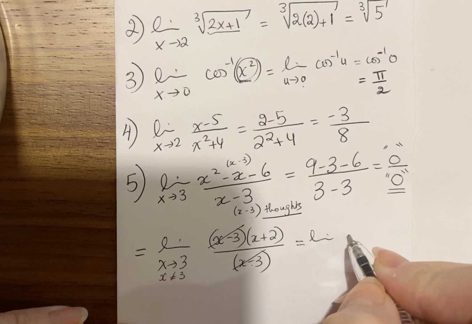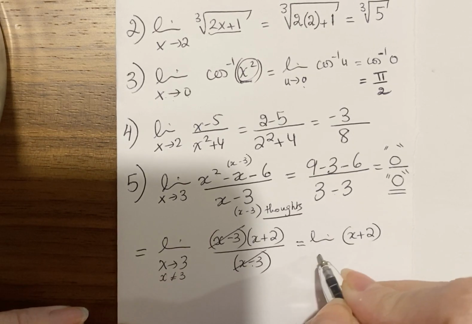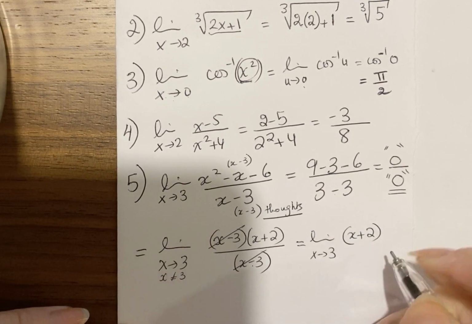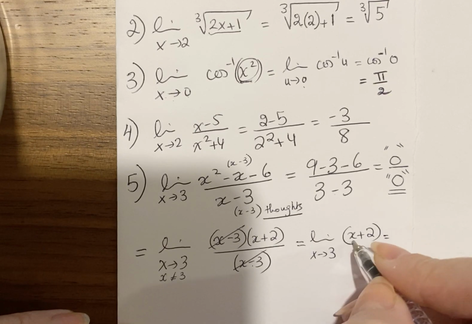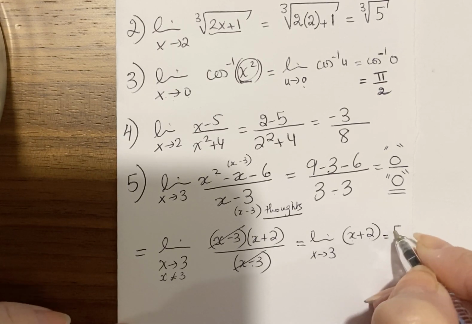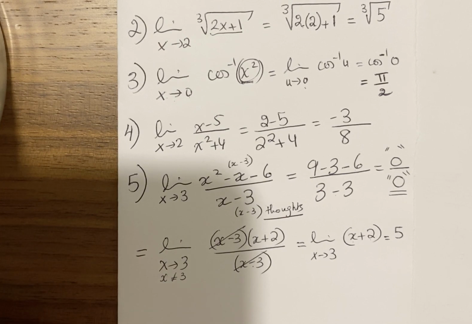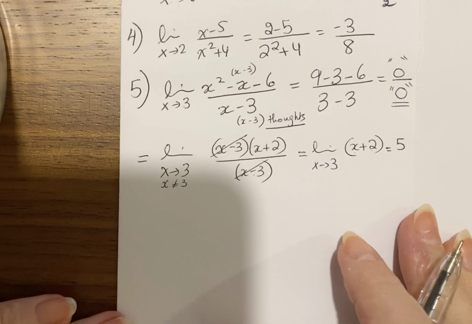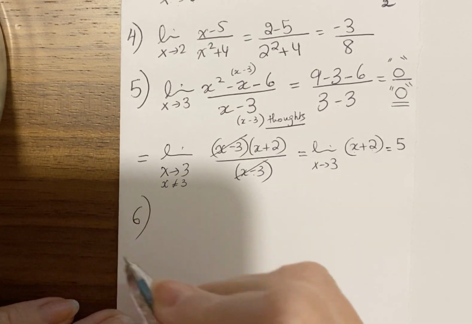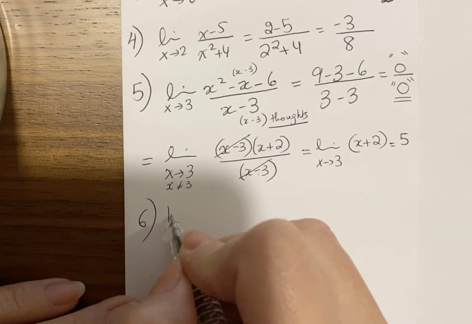So when I cancel, what do I have left? The limit as x approaches 3 of x plus 2, which is equal to the limit of x, 3 plus 2. Together they give 5. This is if we want to work in a very neat and organized manner.